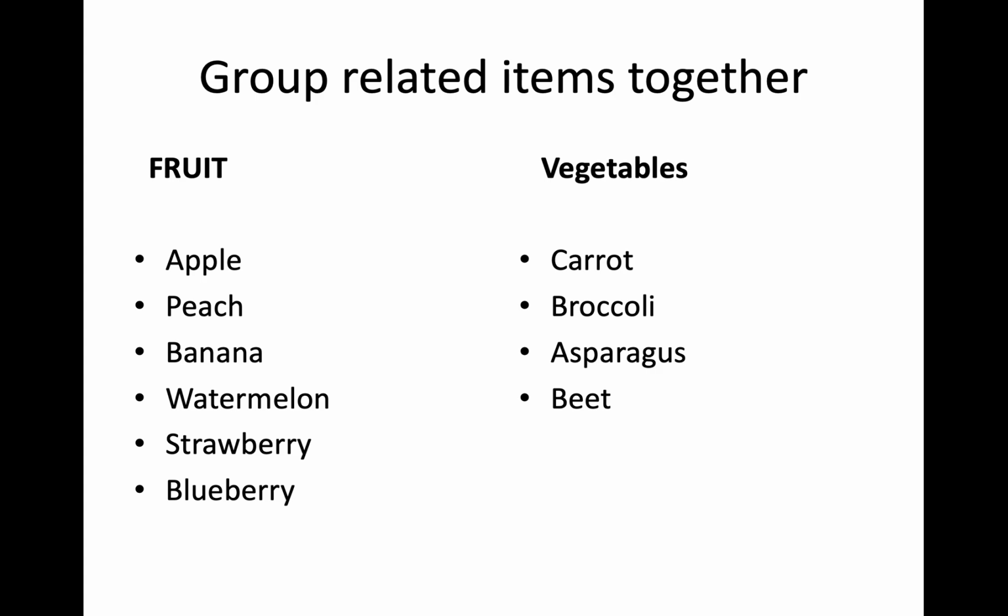Then I go to the produce aisle and I say, okay, it's a vegetable. 1, 2, 3, 4. I only have 4 things to look at instead of 10. Grouping related things together makes it easier to find what you're looking for. If you confuse people and they have to hunt for information, they're going to quit reading and they're just going to move on.